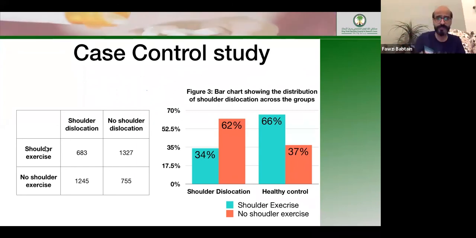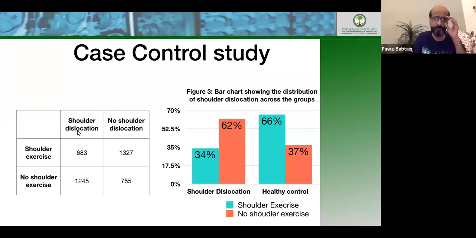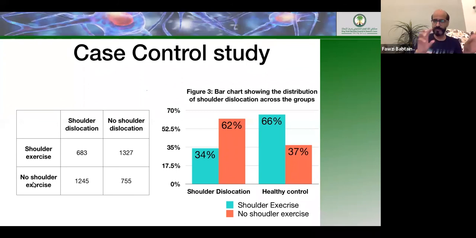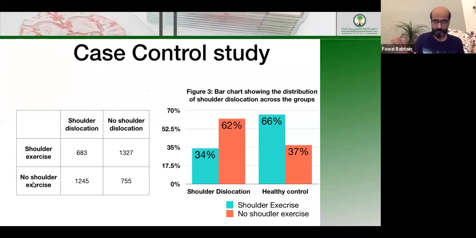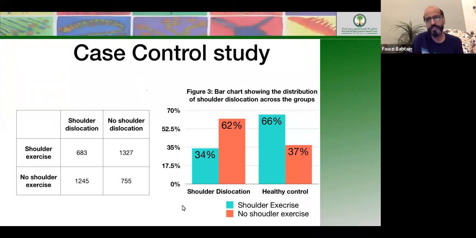Exposure on the vertical, horizontal is the outcome. So shoulder dislocation, no shoulder dislocation, shoulder exercise, no shoulder exercise. And here I collect the numbers, meaning the number of people in each category. Right? Then I do this bar chart. This is a percentage of each.